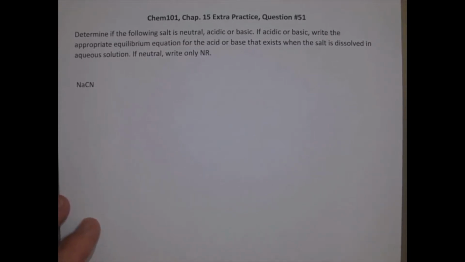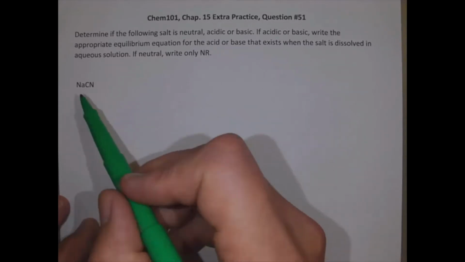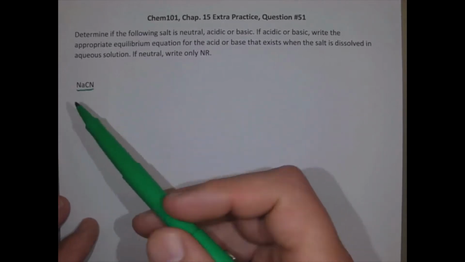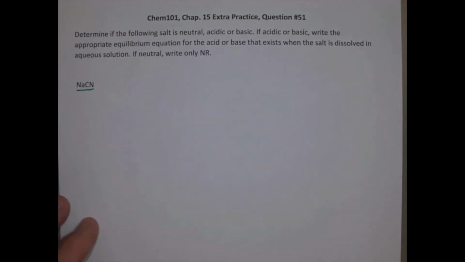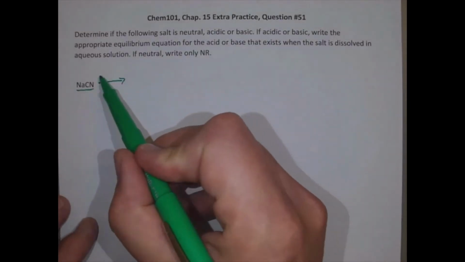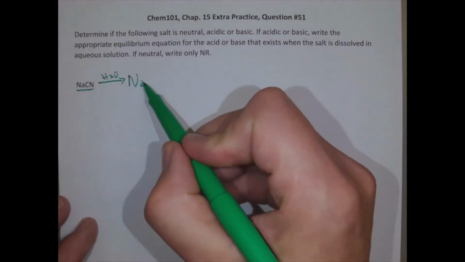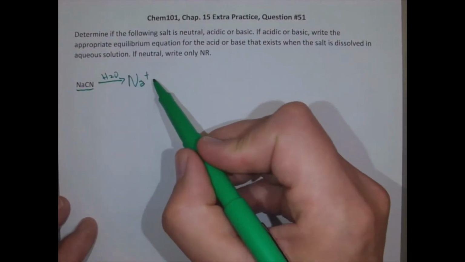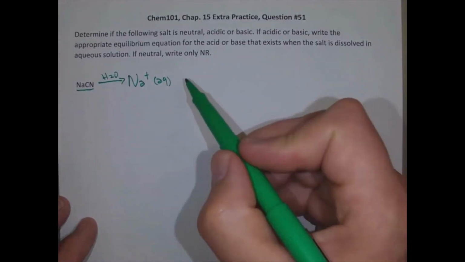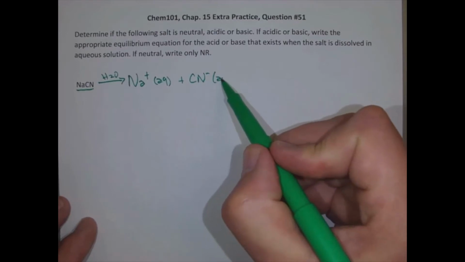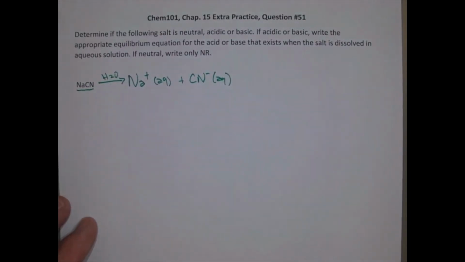So the important skill to have here begins with knowing what's going to happen to this ionic compound. Now this is just the one we're given. It could be one of many different salts. This salt, sodium cyanide, when you dissolve it in water, breaks apart into its component ions. One of those ions is the sodium ion, and the other one is CN-, the cyanide ion.